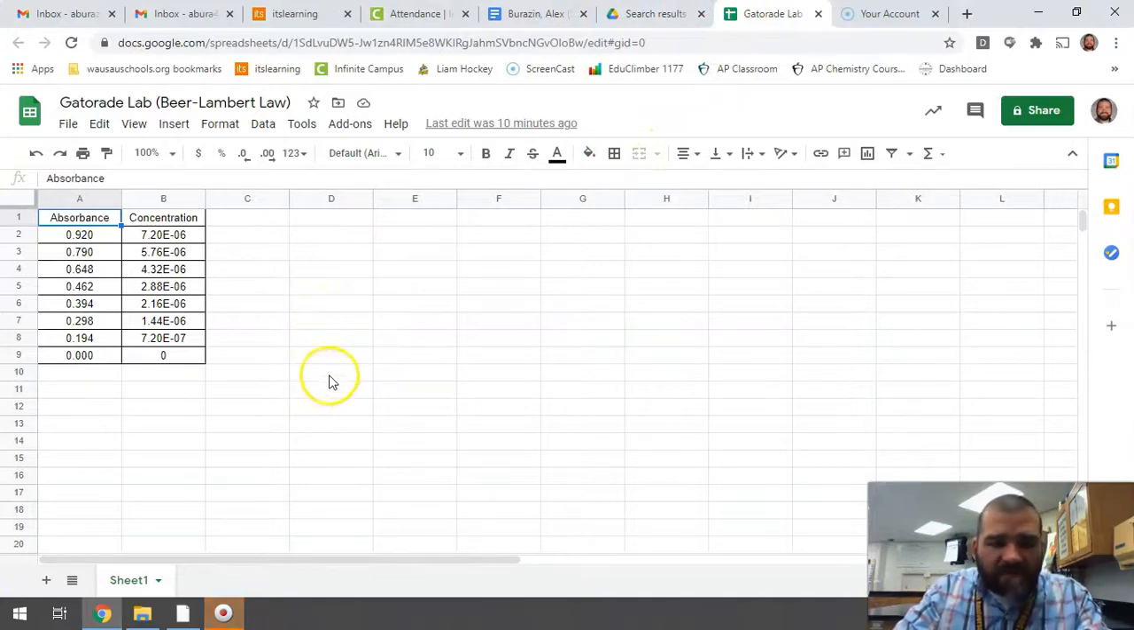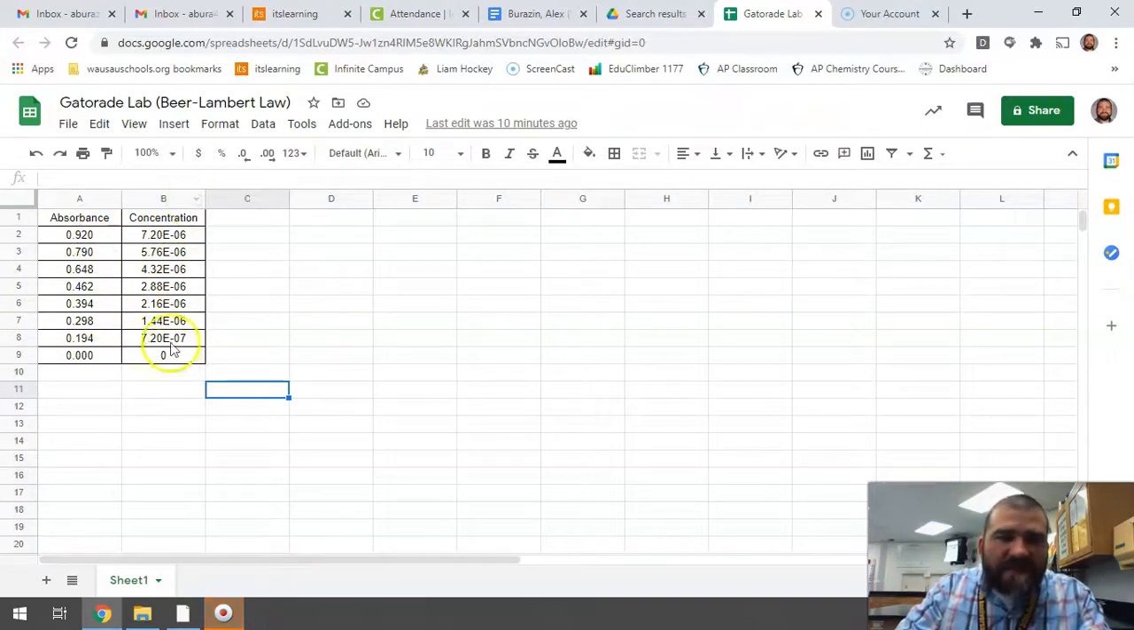Now, what I've done for you, I've been a little nice. I have organized the data. Right here, we have absorbance and concentration. These are the correct answers when you're doing the dilution problems, the M1V1 equals M2V2. So this is our data. These were the concentrations of blue dye, and these were the absorbances that the spectrophotometer gave us.